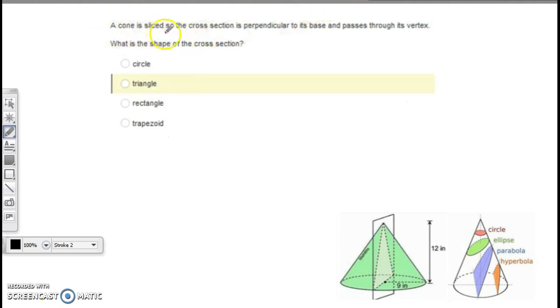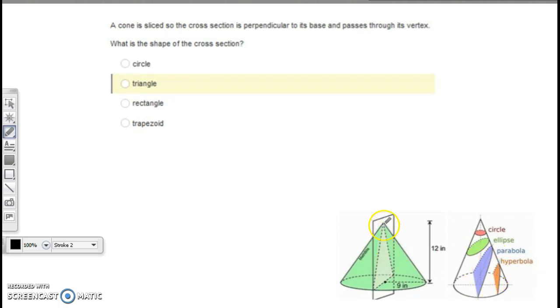A cone is sliced so that the cross-section is perpendicular to its base and passes through its vertex. What is the shape of the cross-section? So again, I wanted to give you a little bit of a visual. Here I have two cones, and it just depends on how you slice them. This red slice is parallel to the base, so it creates a circle. If you slice it diagonally, it'll make an ellipse. This makes a parabola, this makes a hyperbola, which you don't really need to know any of those.